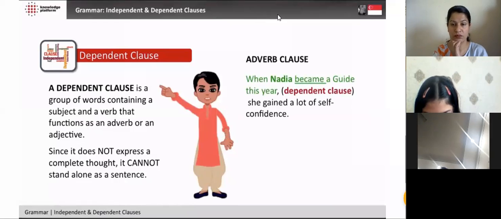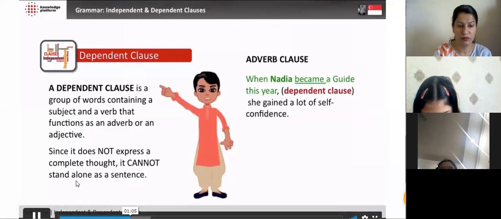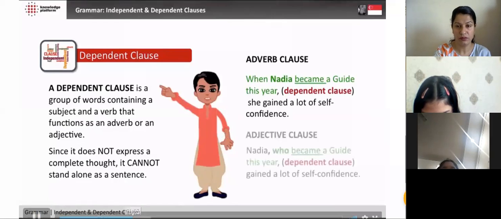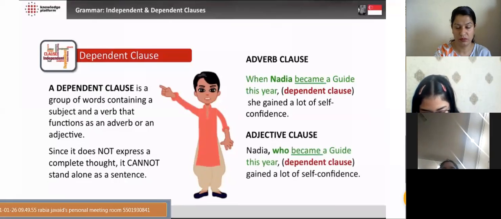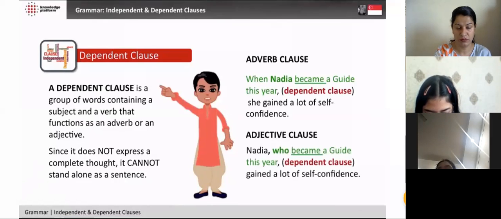For example, adverb clause: When Nadia became a guide this year, dependent clause, she gained a lot of self-confidence. Adjective clause: Nadia, who became a guide this year, dependent clause, gained a lot of self-confidence.